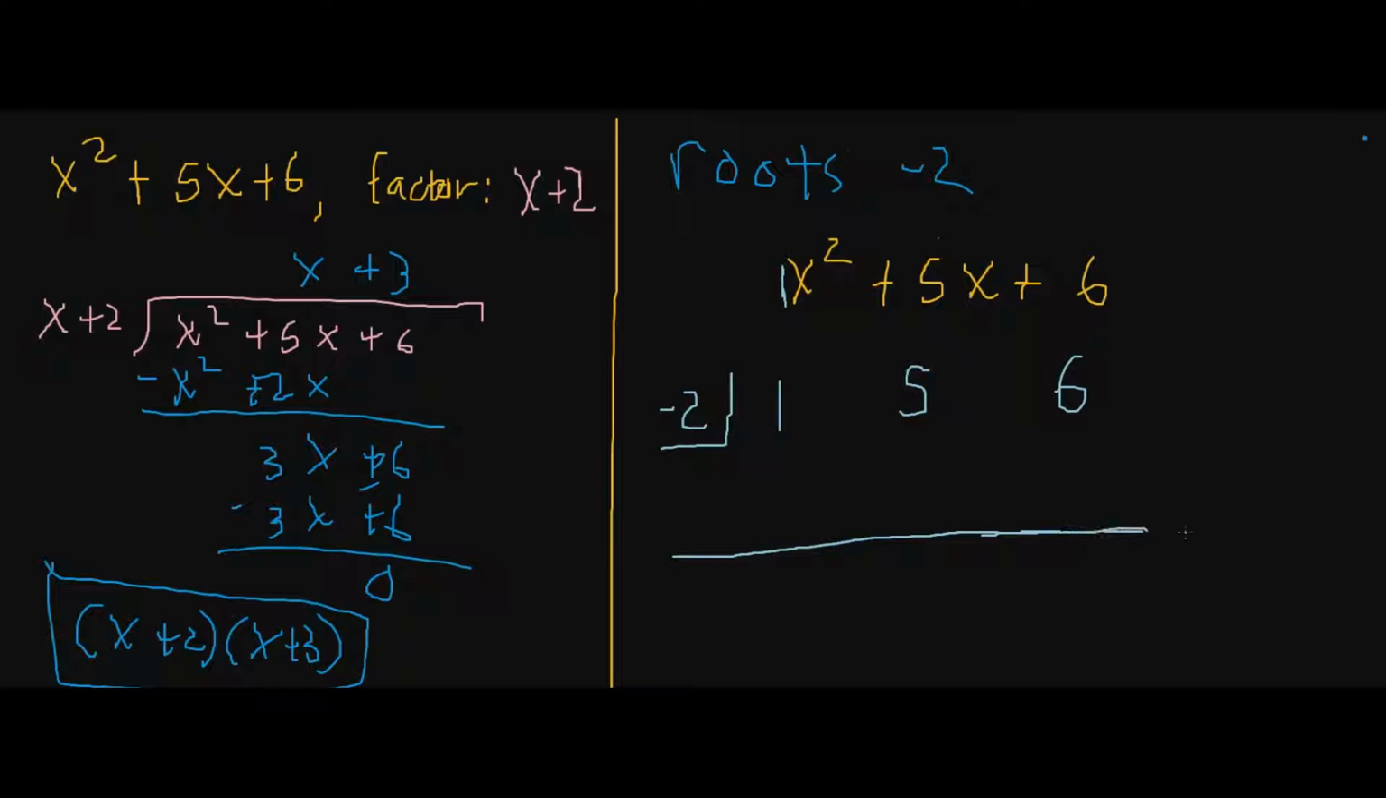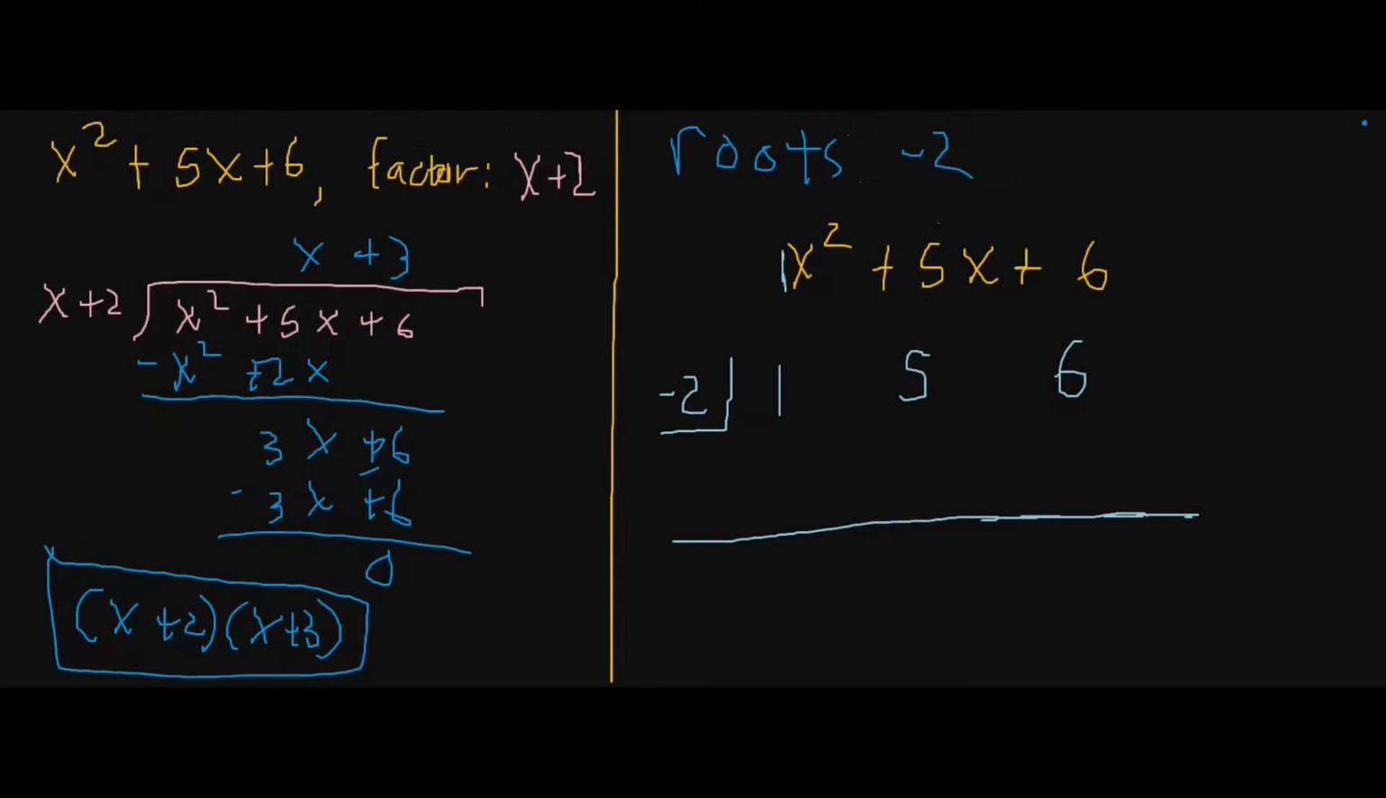Basically how this works, and it's a really simple process, is you bring the 1 down, and then you put it right here. Now you're going to take the negative 2, your root, and multiply it by the 1. Well, what's negative 2 times 1? That's negative 2. And now all we do is add the rows going down.